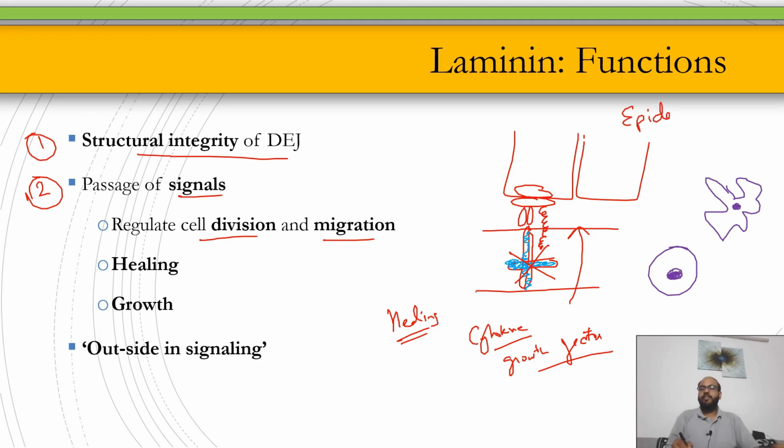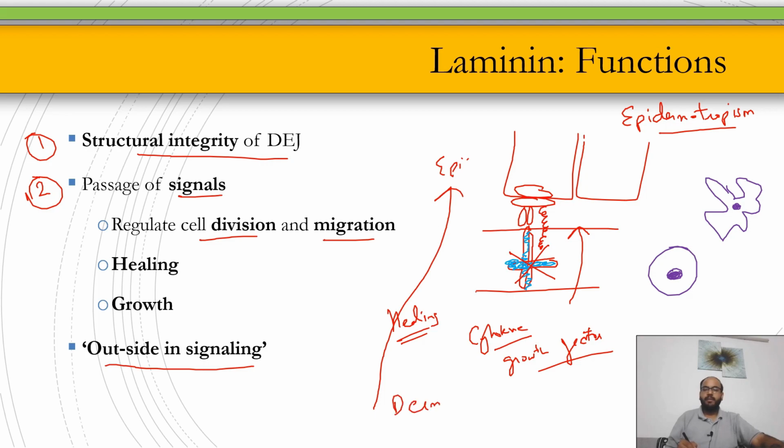So in order for a cell to undergo epidermotropism, like we see in cases of mycosis fungoides, they have to traverse this barrier. So they have to either destroy or use the laminin pathway to go across and reach the epidermis. Okay. Now this is known as outside-in signaling because the signals are traversing from outside the epidermis towards inside the epidermis.